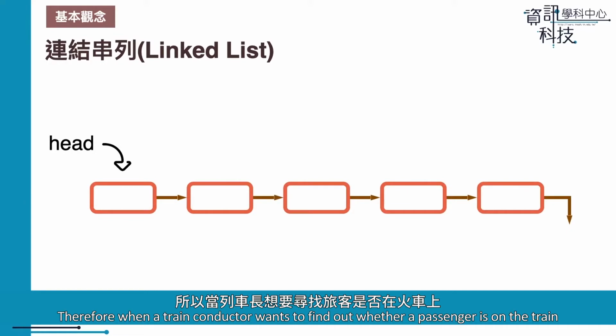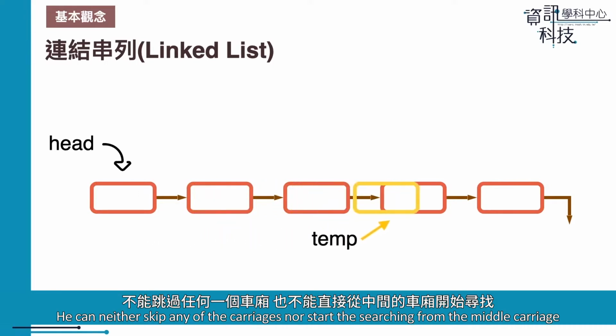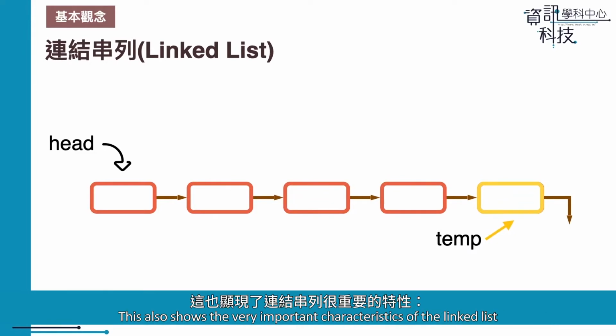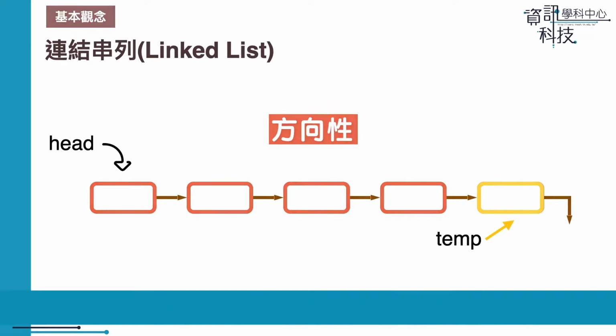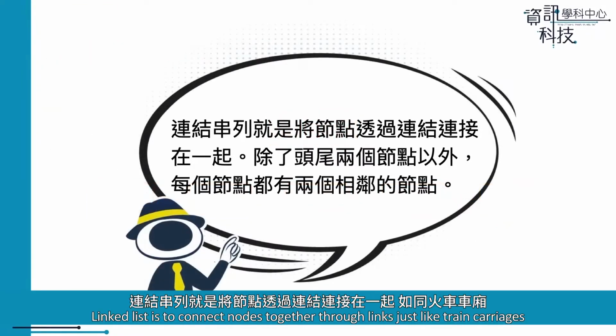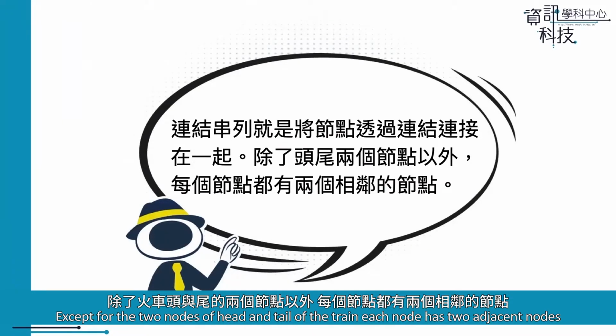Therefore, when a train conductor wants to find out whether a passenger is on the train, for safety's sake, he needs to search each carriage in order from the locomotive. He can neither skip any of the carriages nor start the searching from the middle carriage. This also shows the very important characteristics of the linked list. It is directional and must go through all of them one by one from the beginning. Let's make a conceptual summary. A linked list connects nodes together through links, just like train carriages. Except for the two nodes of head and tail of the train, each node has two adjacent nodes.